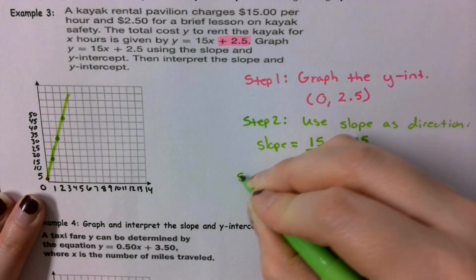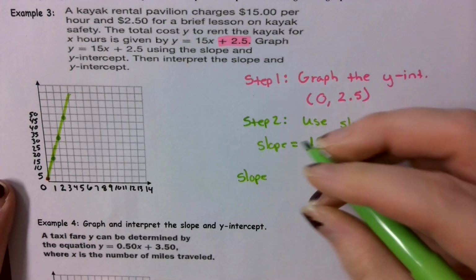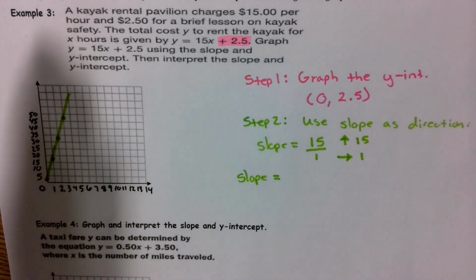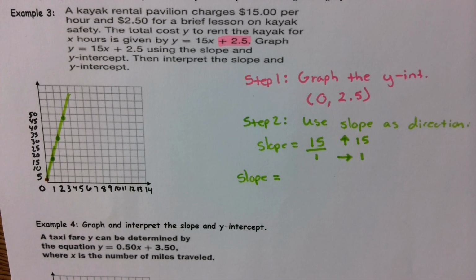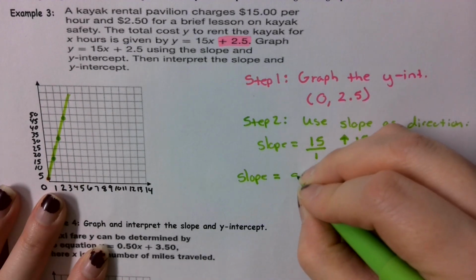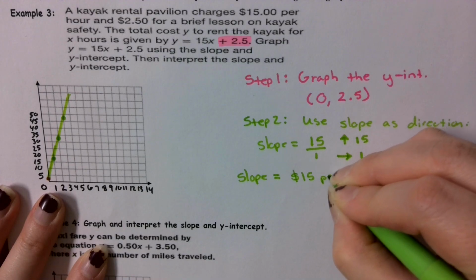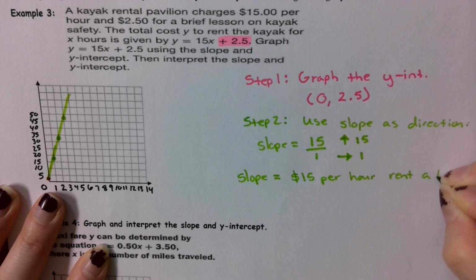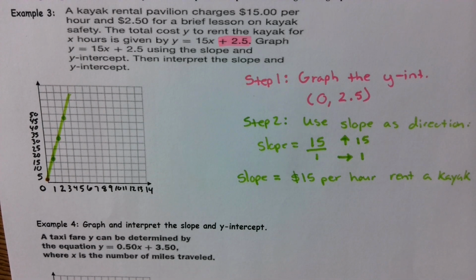All right, so what does the slope mean? When we talk about slope being 15, what does the 15 stand for? In this situation, look at the situation, what does the 15 stand for? Sebastian? $15 per hour to do what? To rent the kayak, right? That is your rental fee. It's $15 per hour to rent a kayak. You want to make sure that you're able to identify its purpose.